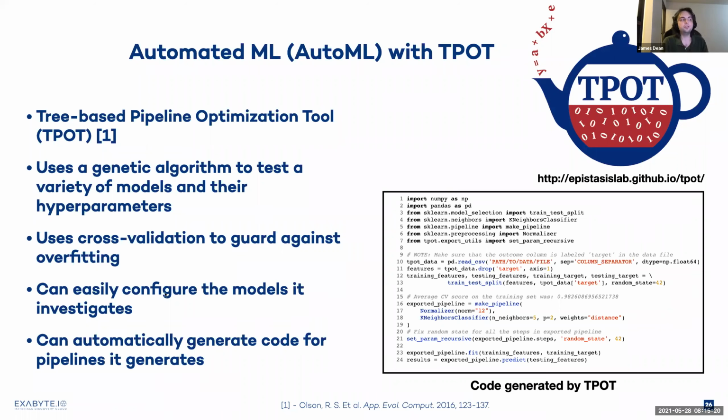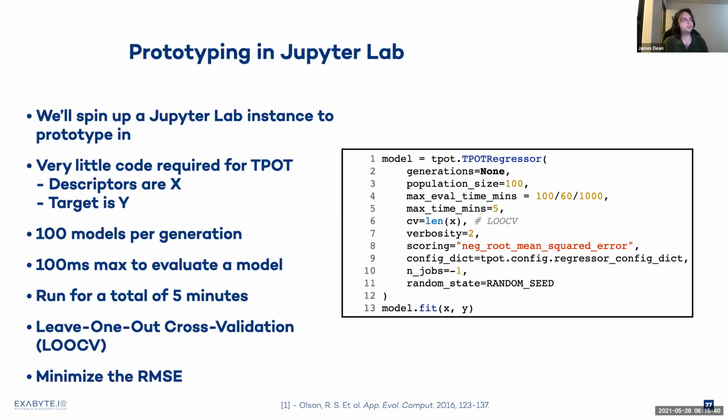It's very easy to choose the models it investigates. It has a lot of presets, including things like only allowing models that are accelerated by the GPU, which could be useful, or only looking at neural networks, presets for classification, things of that nature. This is what we're using for automated machine learning. All right, we're going to do that, and then do some prototyping in Jupyter Lab. Here's the actual code to do TPOT. There's not a lot of code required.